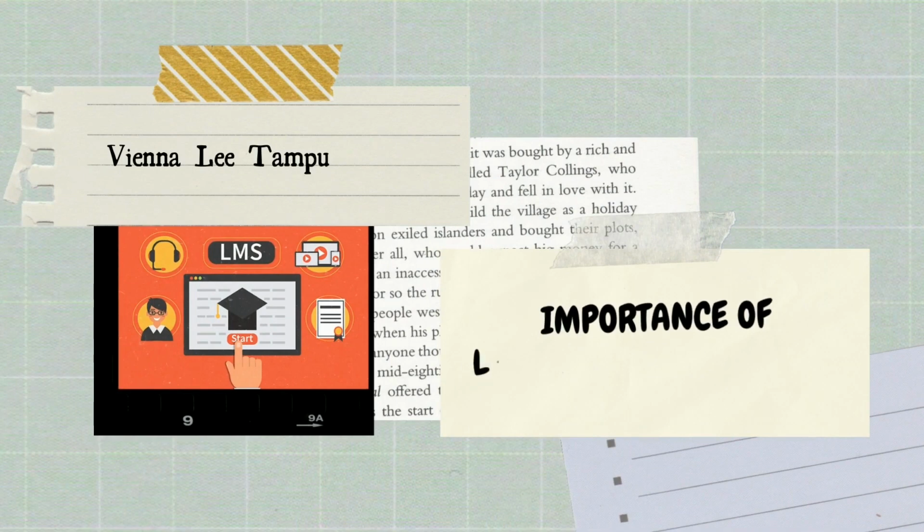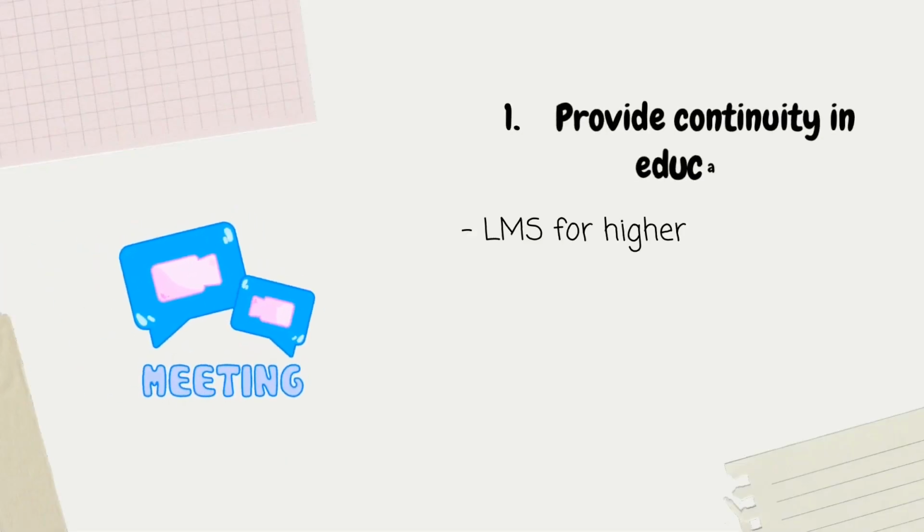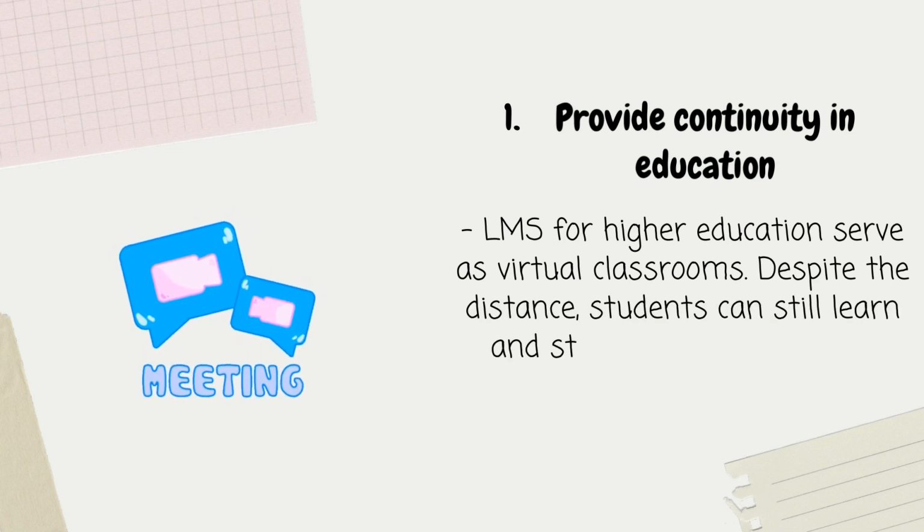Now that everything has been discussed one by one about learning management system, let us know what is the importance of LMS during this pandemic. Number 1, provide continuity in education. LMS for higher education serve as virtual classrooms. Despite the distance, students can still learn and study in their respective homes. Likewise, teachers can keep on conducting their lectures and educating the younger generation. It provides the flexibility and accessibility they need to ensure normalcy in their day-to-day routine.